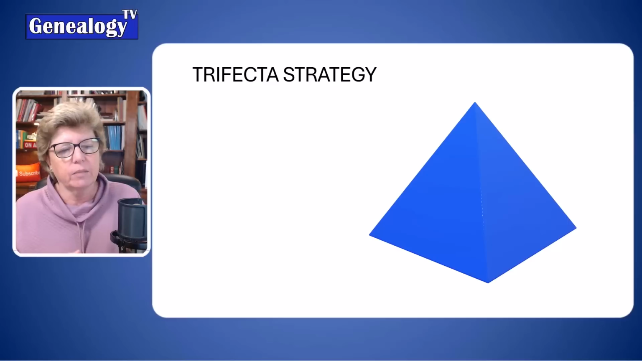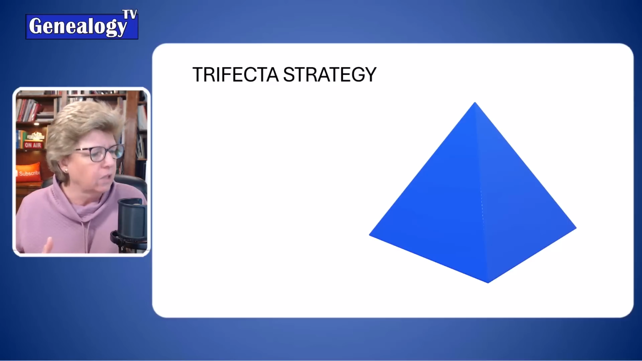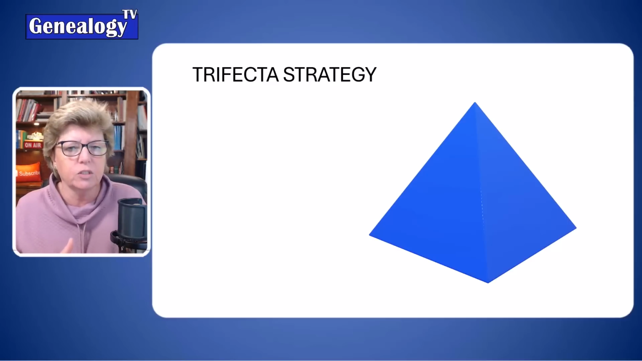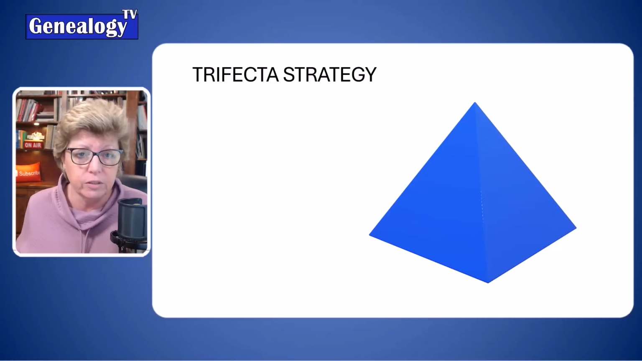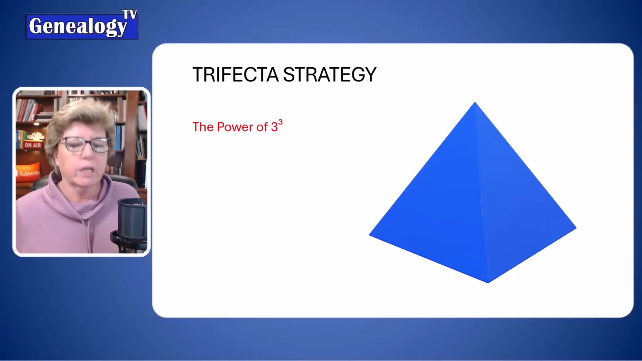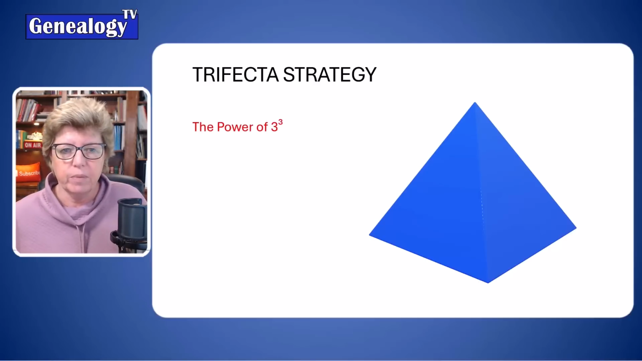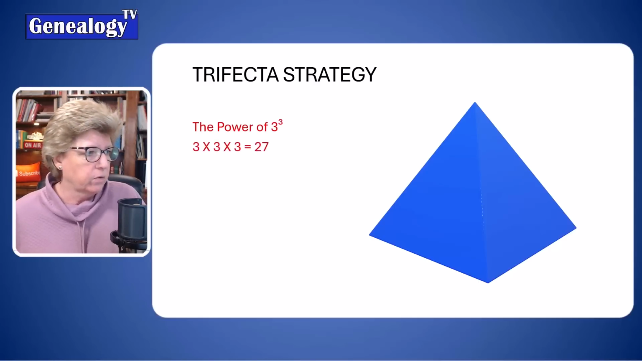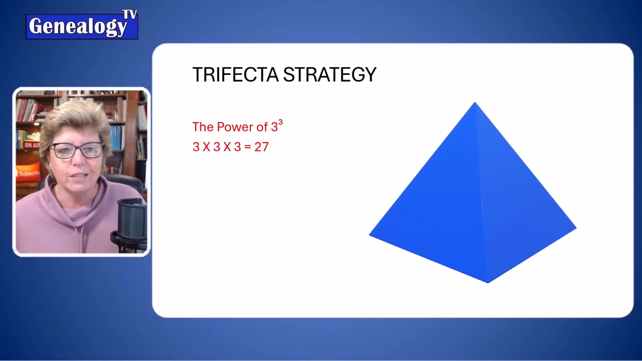This is something I developed a long time ago, and I don't talk about it very often, but it's a really good strategy for how to do research. So here's the deal. It is working off of 3 to the third power. So what is 3 to the third power, you ask? Well, that's 3 times 3 times 3 is 27.